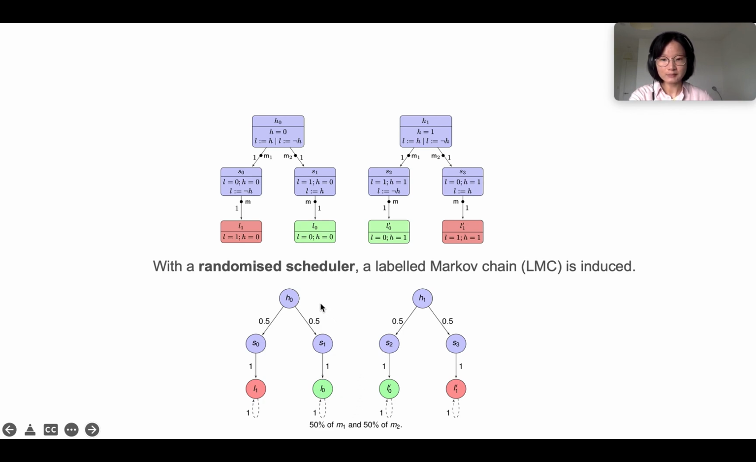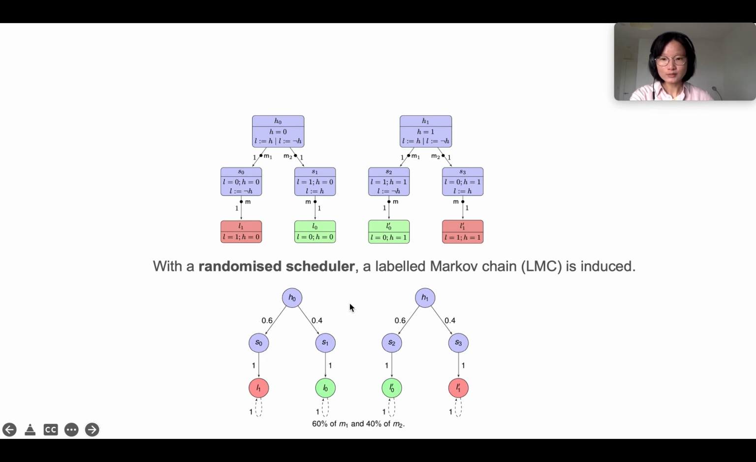In this induced LMC, H0 and H1, these two initial states, are actually probabilistic bisimilar. We cannot distinguish between them. With a different randomized scheduler, say 60% of the time we execute the left branch and 40% of the time we execute the right branch, a different labeled Markov chain is induced. In this induced LMC, the states H0 and H1 are not probabilistic bisimilar, so we can distinguish between H0 and H1. Then this program is not safe, as the value of the high variable H might be leaked.